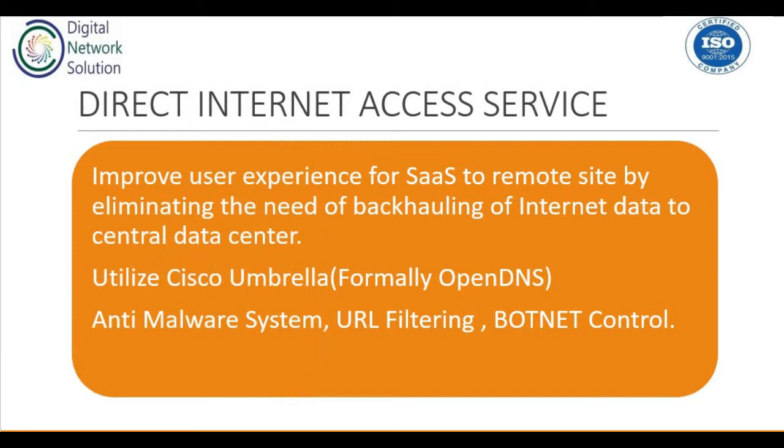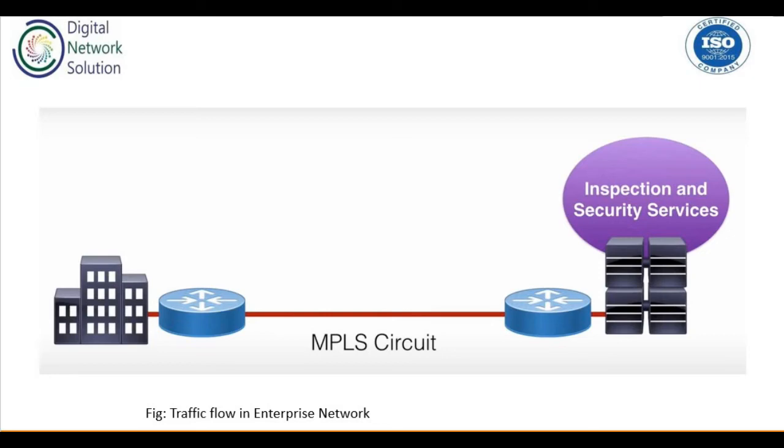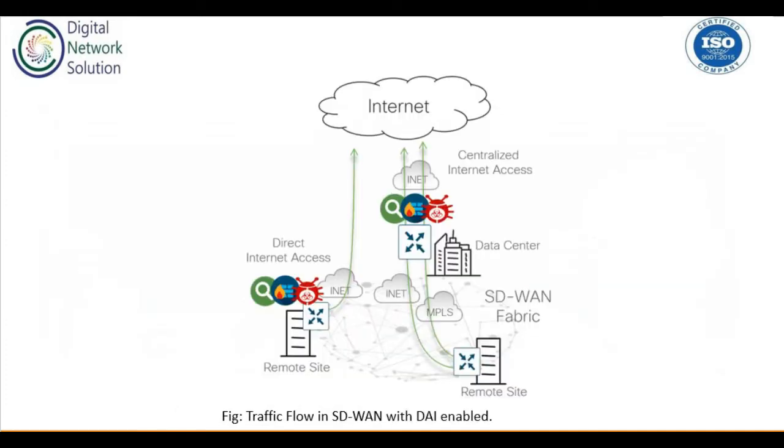Direct Internet Access service. One of the key benefits of Cisco SD-WAN is DIA, which is Direct Internet Access. It improves the user experience for the software as a service to remote sites by eliminating the need of backhauling the internet data to the central data center. Here is an example in which we have a MPLS circuit from the remote site to the central data center in order to analyze the traffic. By the implementation of DIA in SD-WAN, the software as a service data can easily be sent to the internet, and we don't need to send this traffic to our data center.